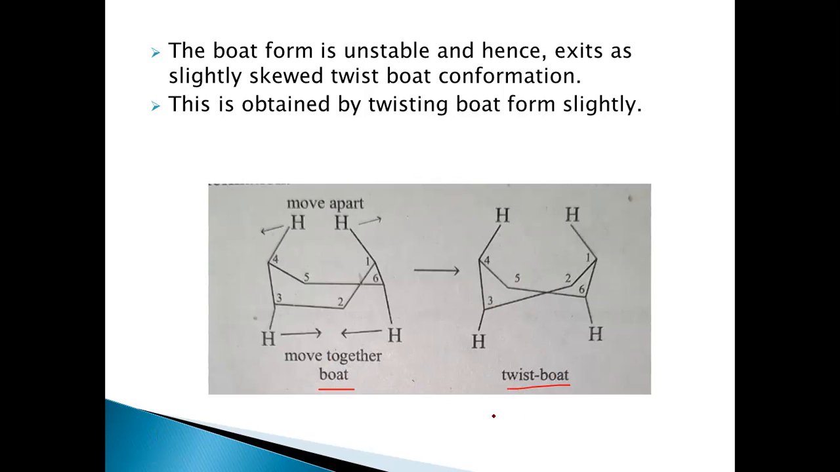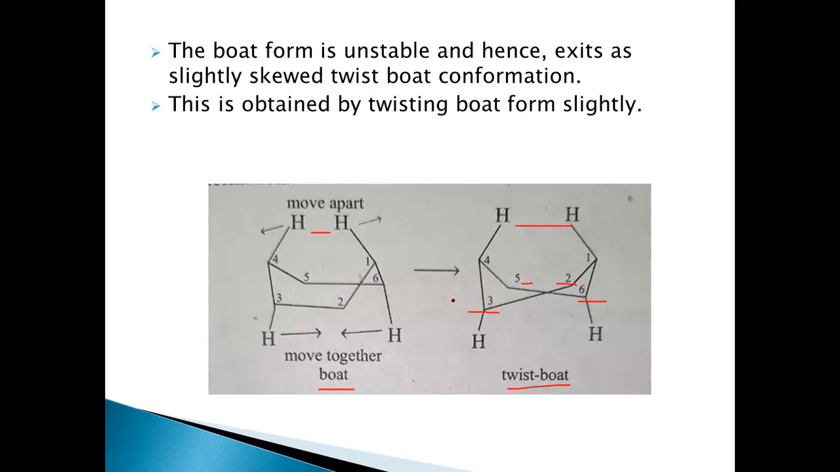Then the twist boat conformation is formed, where C3 and C6 go down, C2 and C5 carbon atoms go up, and flagpole hydrogens move apart from each other. So these two hydrogens will move apart from each other in order to relieve this eclipsing strain, I mean the torsional strain, and also this van der Waals strain. So a certain amount of strain is relieved, so that the eclipsing of bonds is reduced.